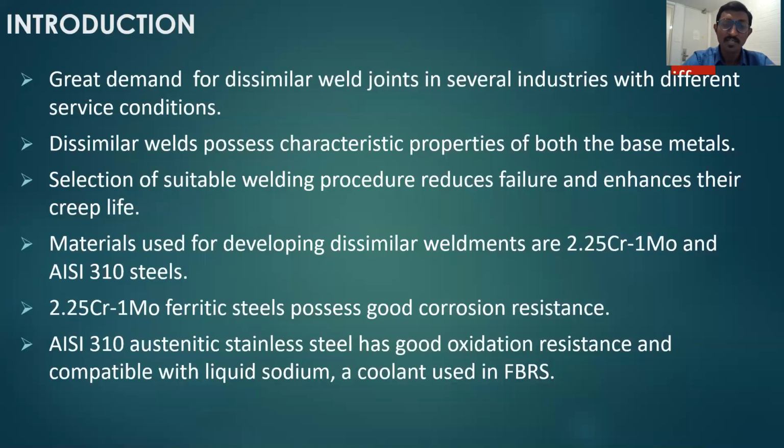Commonly used dissimilar materials in this process are ferritic steel and austenitic stainless steels. The ferritic steel possesses good corrosion resistance, while the austenitic stainless steel possesses high oxidation resistance and is compatible with materials like sodium, which is being used as a liquid lubricant in certain fast breeder reactors in power generating industries.